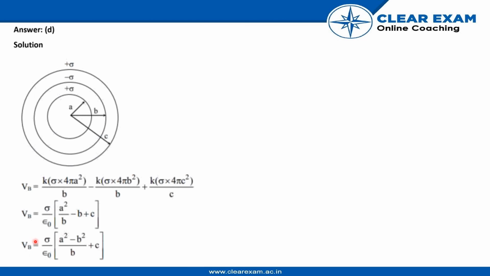So VB is equal to sigma by epsilon naught times a square, taking b common in the first two terms, a square minus b square upon b, plus c. That is similar to option D given in the question. So option D is the correct answer.